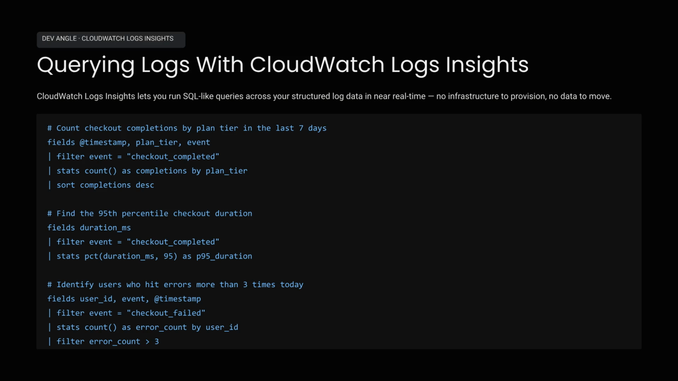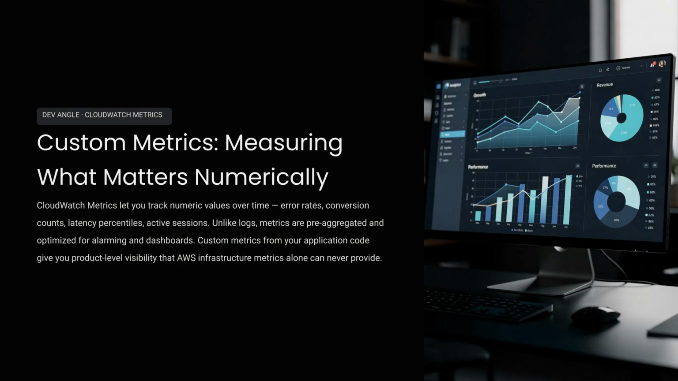CloudWatch Logs Insights lets you run SQL-like queries across your structured log data in near real time, allowing you to perform complex analyses without provisioning extra infrastructure. Custom metrics measure what matters numerically, such as error rates and conversion counts. Unlike logs, metrics are pre-aggregated for alarms and dashboards, providing product-level visibility that infrastructure metrics can't offer.